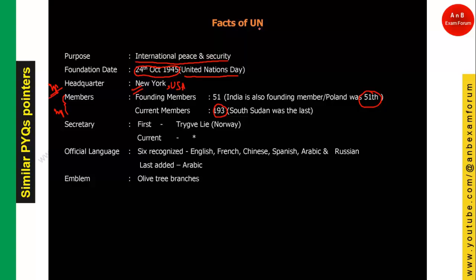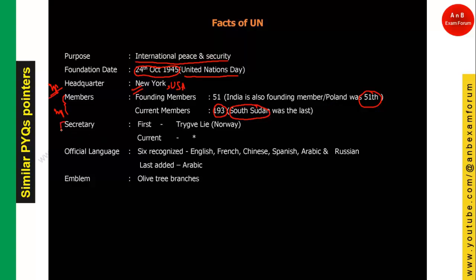As I told you, United Nations means a group of countries working on international peace and security, and there are 193 countries who are members of this organization. Remember, the 193rd is South Sudan, an African country. South Sudan was the last country. We have seen this question in one exam: what was the name of the country which was added recently? Recently means at that time. So there are 51 founding members and 193 current members, South Sudan was the last, and the 51st founding member was Poland.